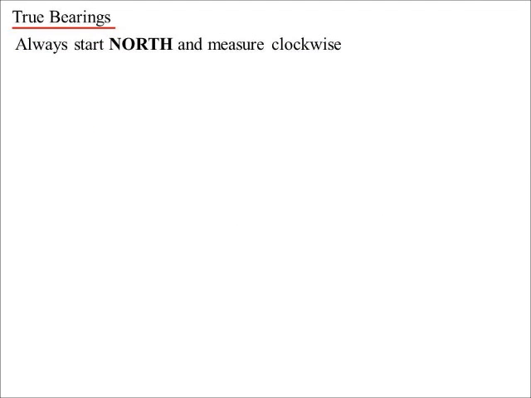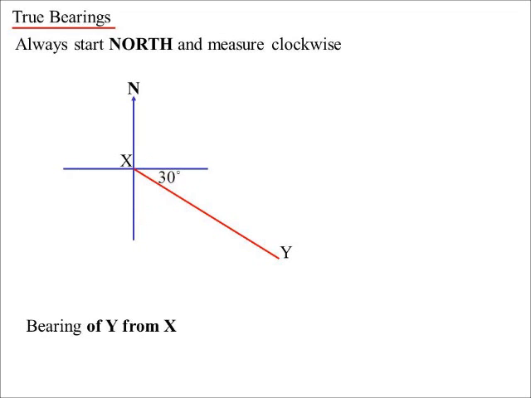True bearings are where you start from north, and it's just how many degrees you've gone round clockwise. There's two points, x and y. I could say the bearing of y from x. So I'm looking at y, I'm standing at x. I always draw the compass in where I'm standing. That makes life easier, I think. I'm told that's 30 degrees. So the bearing then would be 120. Start at north, go around.